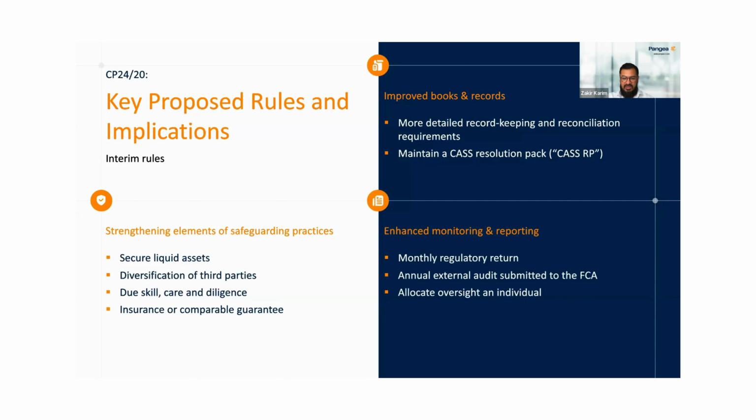Within the books and records, we'll have more detailed record-keeping requirements and reconciliation requirements. Currently, the reconciliation requirements are not as stringent as the CASS rules. The proposition is to strengthen it and bring it in line with the current CASS 7 rules. So daily reconciliations at a minimum, which will, of course, require substantially more effort from safeguarding firms to keep up with that.